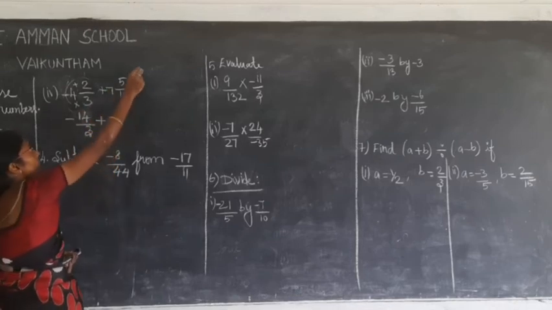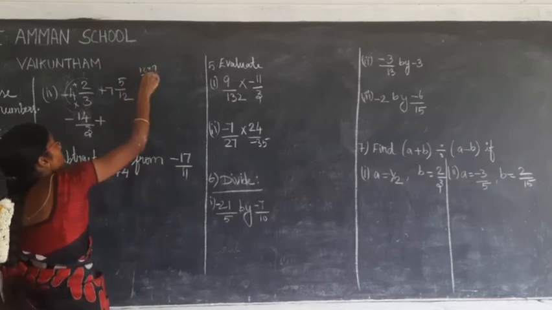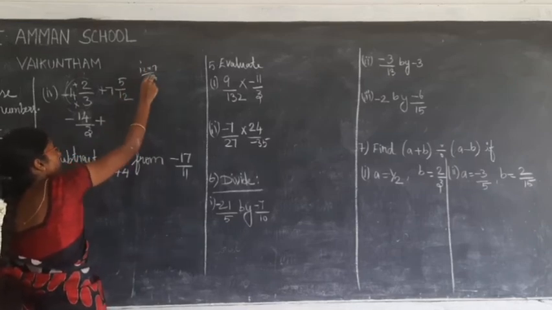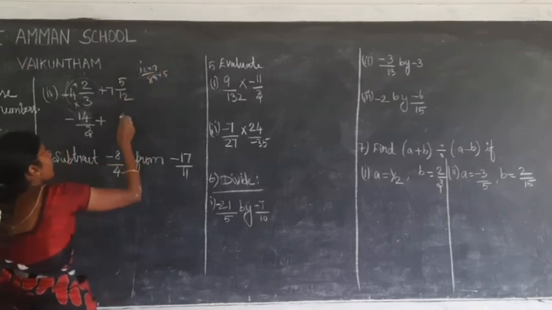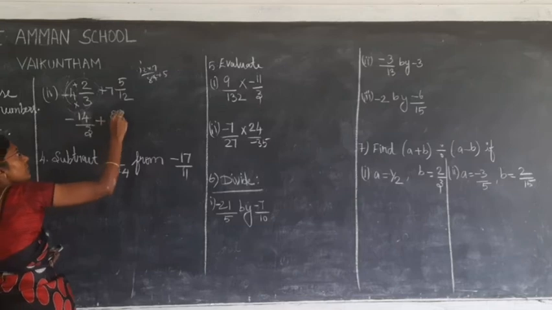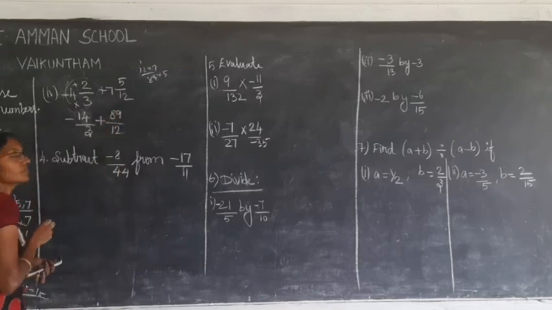So 12, 12 into 7. 7 2s are 14, balance 1, 7 1s are 7, 8. So 84 plus 5. What is it? 89 divided by 12. Okay.